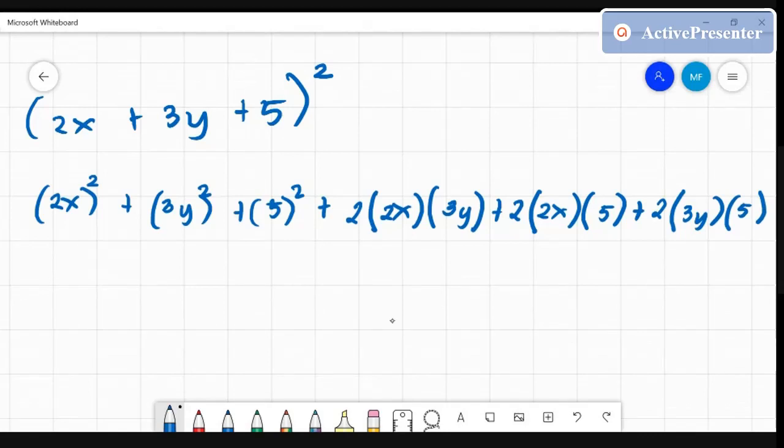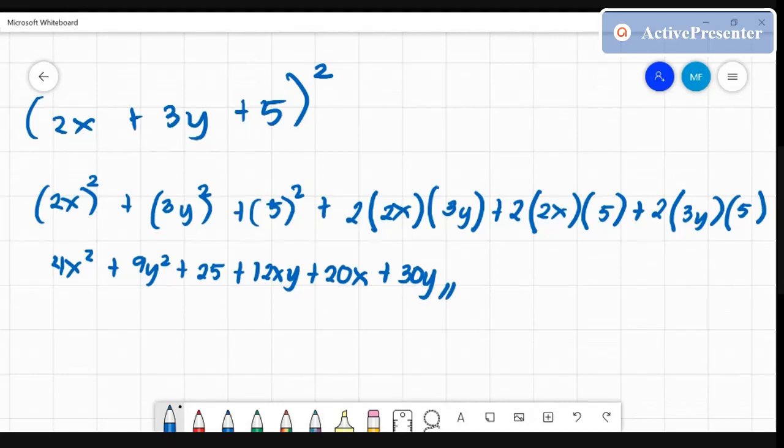Okay. Now, let us simplify. So, 2x squared is equal to 4x squared plus the square of 3y. So, we have 9y squared plus the square of 5. So, we have 25. Then, next is 2 times 2 times 3 is equal to 12xy plus 2 times 2 times 5. So, we have 20x. Then, the last one, we have 2 times 3 is 6 times 5 is 30y. So, this will be our answer for number 4.